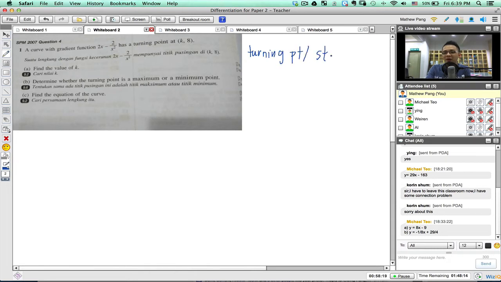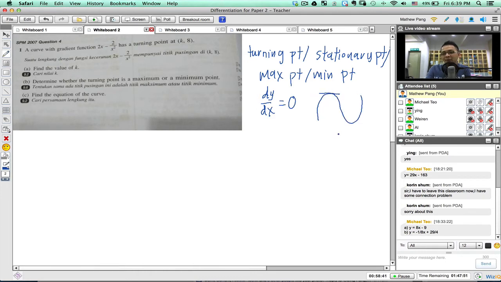or stationary point, or maximum point, or minimum point, the first thing that comes into your mind should always be dy/dx equals 0. Because whenever the curve turns, at the maximum and minimum, they will have the gradient equal to 0. Both of them will have a gradient of 0. So when you see all these words, I hope the first thing that comes into your mind is dy/dx equals 0. So over here, it says it has the turning point at (k, a). So first it asks you to find the value of k.